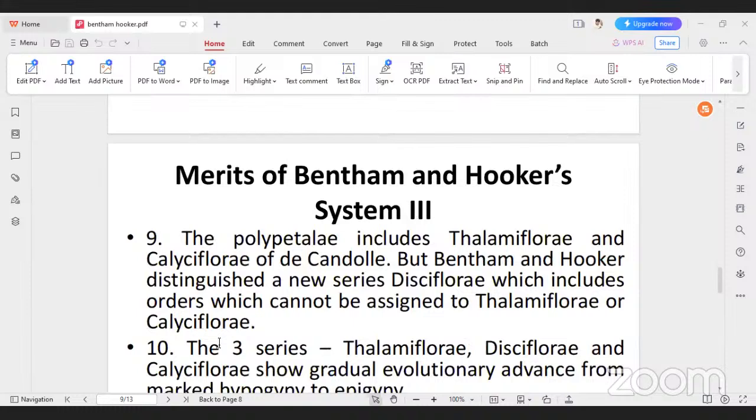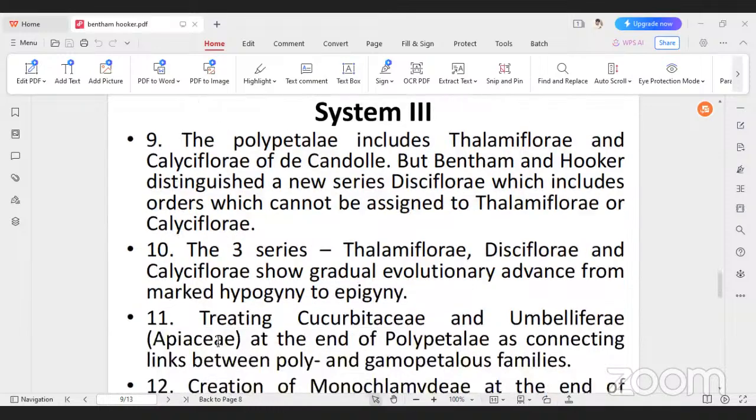The Polypetalae includes Thalamiflorae first, then Calyciflorae, which also follows the evolution process. But Bentham and Hooker distinguished a new series, Disciflorae, which includes orders that cannot be assigned to Thalamiflorae and Calyciflorae. The three series Thalamiflorae, Disciflorae and Calyciflorae show gradual evolution, advancing from marked hypogyny to epigyny. First hypogyny is primitive, then perigyny, epigyny.